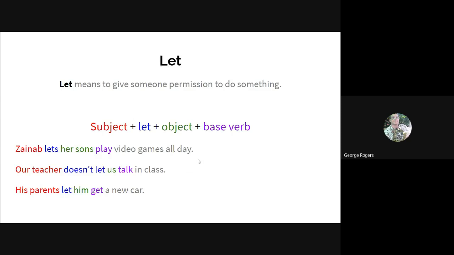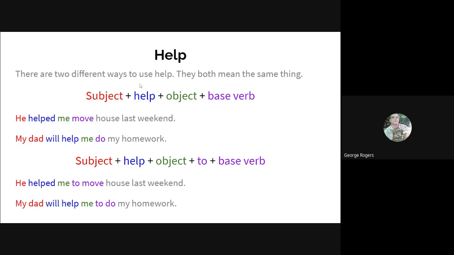Let's look at help now. Okay? They're saying here there are 2 different ways to use help. What they're referring to is you can put a to or not a to. It's optional. They mean the same. So, he helped me move.